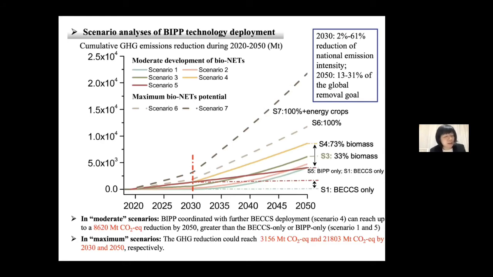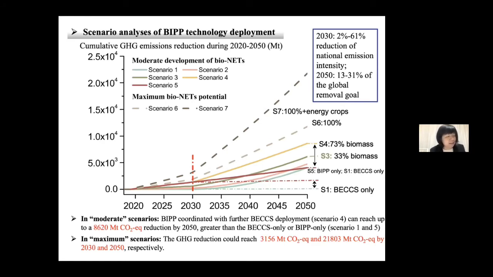In moderate scenarios, with BIPP coordinated with further BCCS deployment, scenario 4 can reach up to 8,620 megaton carbon dioxide equivalent reduction by 2050. And in the maximum scenario, the greenhouse gas reduction can reach 3,156 megaton and 21,803 megaton carbon dioxide by 2030 and by 2050, respectively.